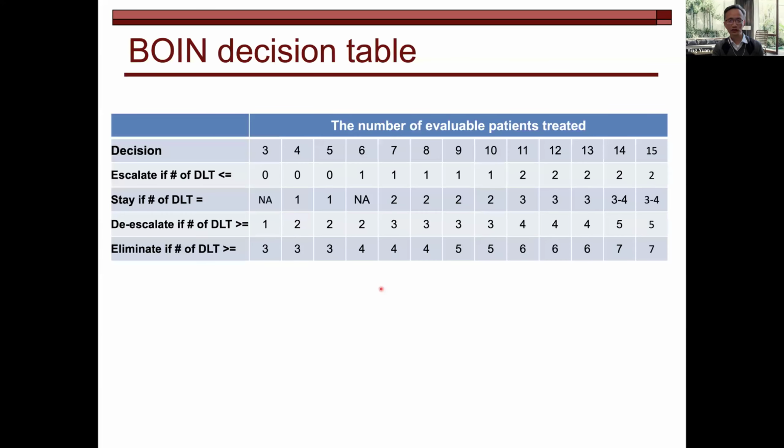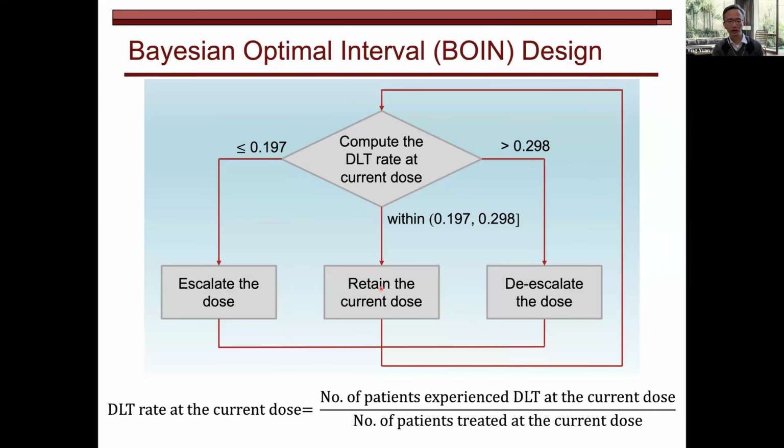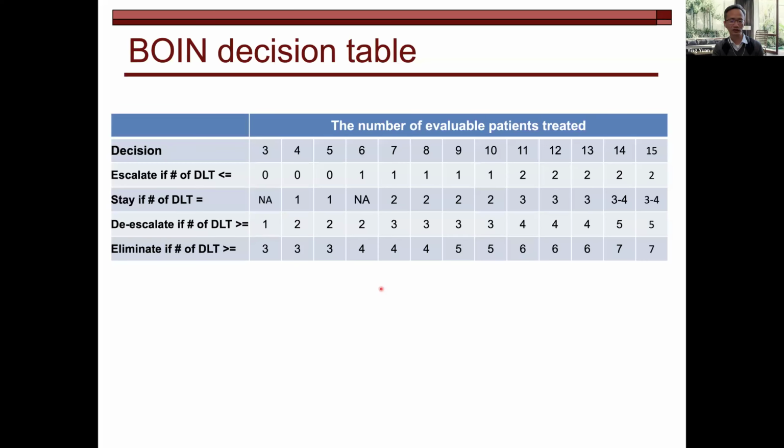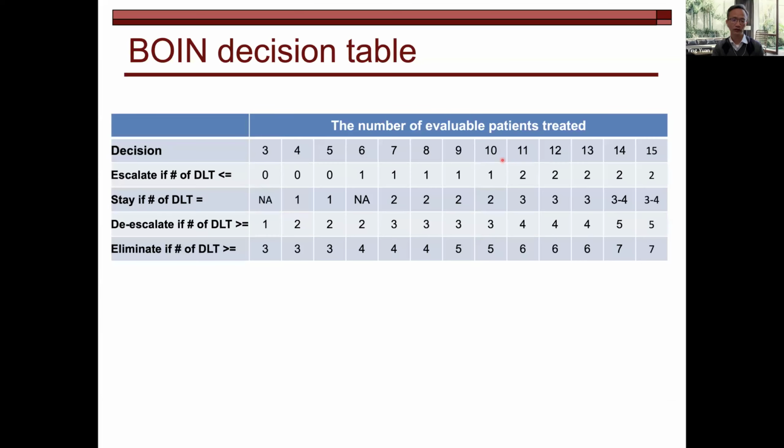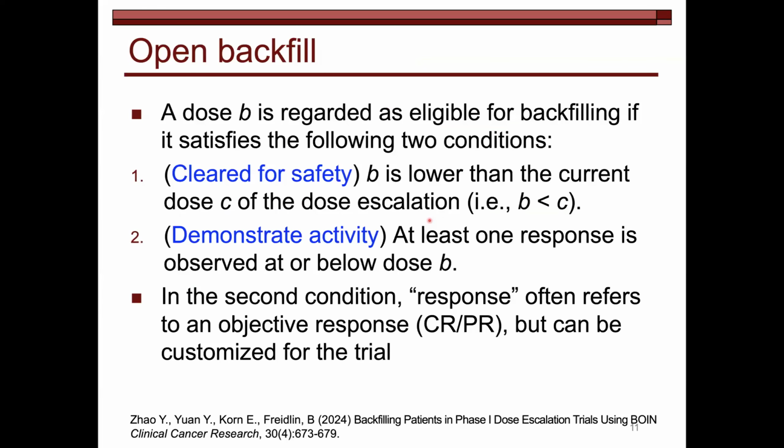That decision tree can also be equivalently presented using this decision table. Because the number of patients is discrete, here I list 3 patients, 4, 5, and so on, and those are the decision boundaries corresponding to this simple rate cutoff. A lot of the time in practice, non-statisticians may prefer this table, which may be easier to use.